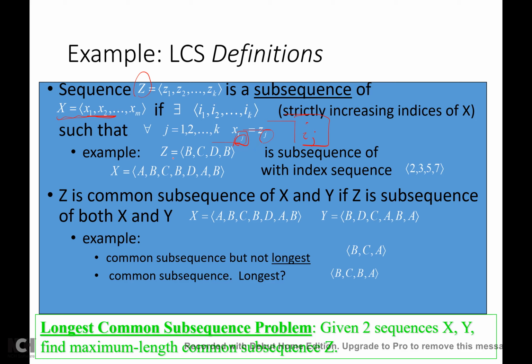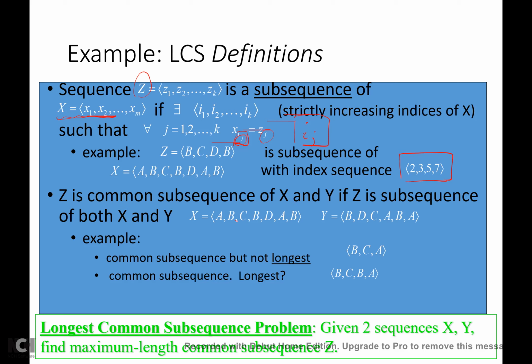For example, Z equal to BCDB is a subsequence of XABCDDAB with index sequence 2, 3, 5, 7. So this is the index sequence. They should be in increasing order. Z is a common subsequence of X and Y if Z is a subsequence of both X and Y.